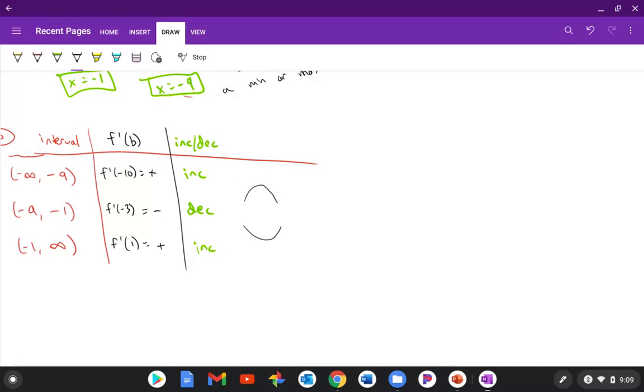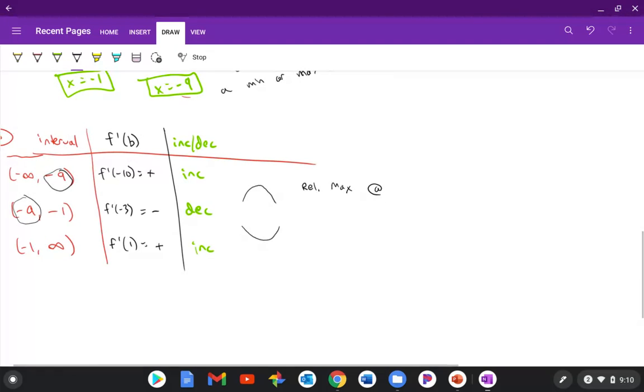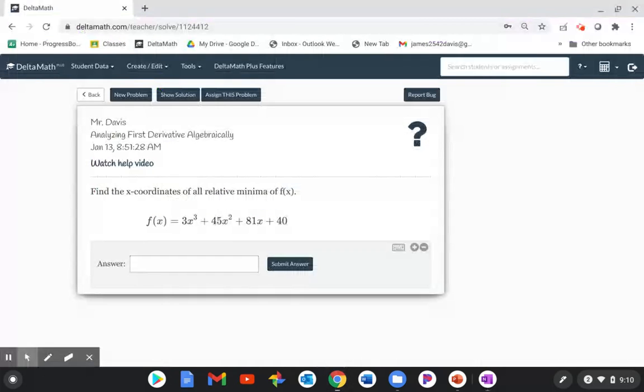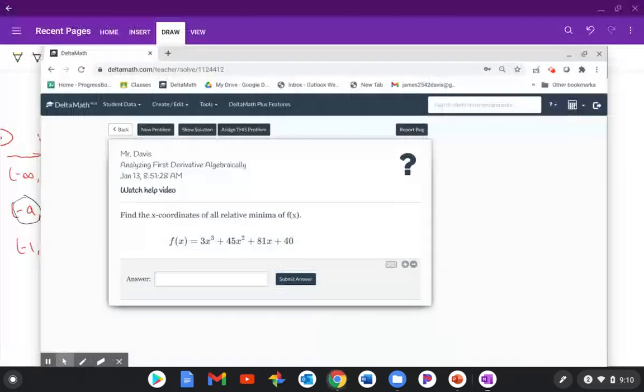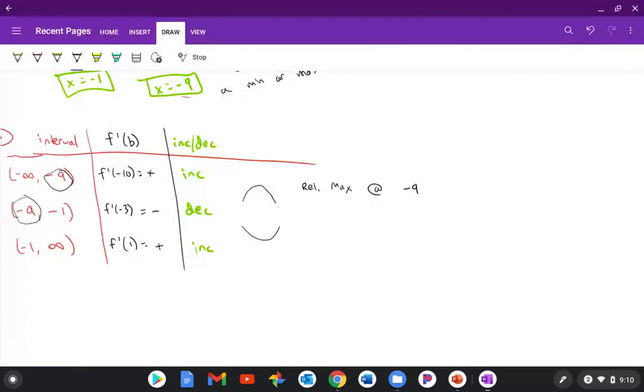So we got a relative max here, and that's at, we're looking for the x coordinate, which is right here, -9. That's where it changes at -9. I believe DeltaMath just asked for the x coordinate. Yeah, it just asks for the x coordinate. Typically what you would do is you would want to find the y coordinate as well. So to find that y coordinate, what you would do is you would plug it into the original function.